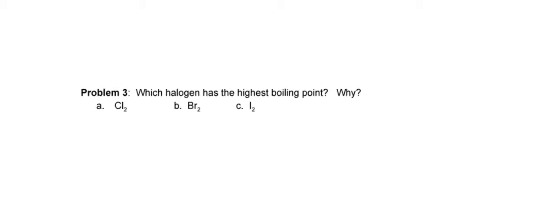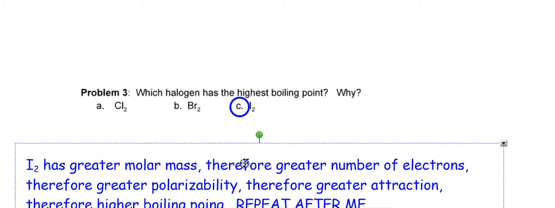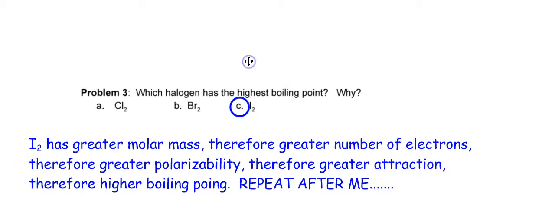All right, hopefully you got a chance to answer it. My answer is right here. It's iodine. Why would that be? They are all nonpolar molecules, aren't they? There's no oxygens or anything like that, so the only thing we're looking at is the molar mass. Iodine has a greater molar mass, therefore a greater number of electrons, therefore greater polarizability, therefore greater attraction, therefore higher boiling point.